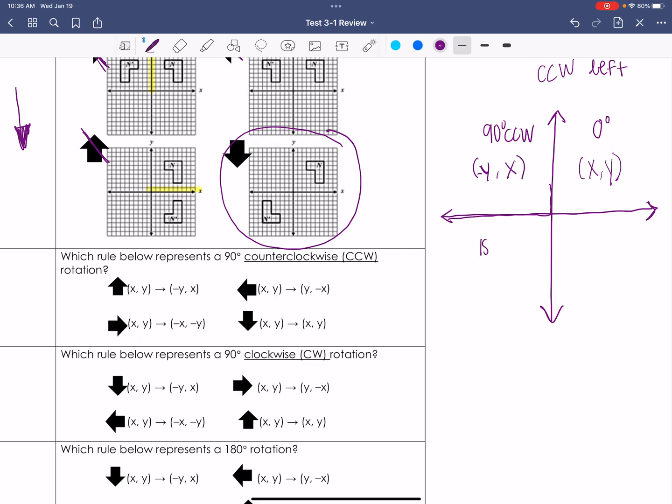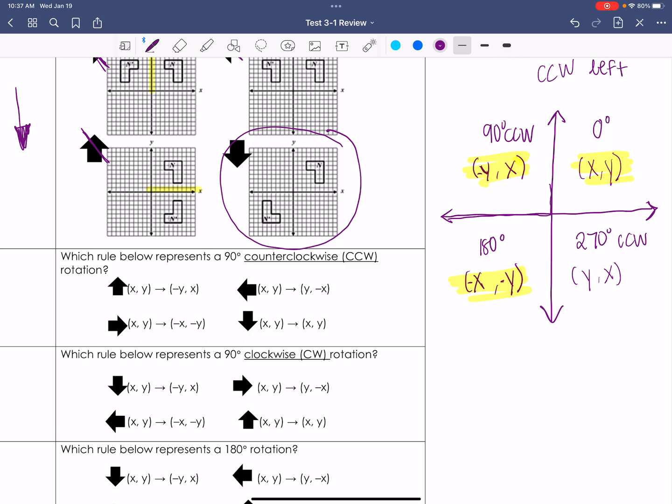If I keep going, this is a 180 degree rotation, and in this rotation, remember x and y do not flip. They stay the same, and this is the easiest rule to remember because they both change. They both get negatives. And then I have a 270 degree rotation. And in a 270 degree rotation, remember y comes before x. And again, remember this is counterclockwise.